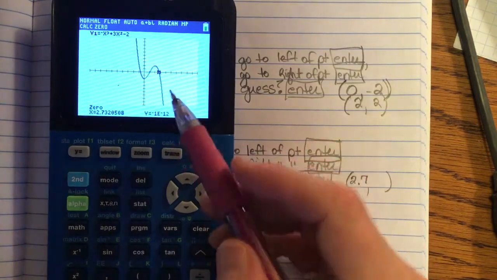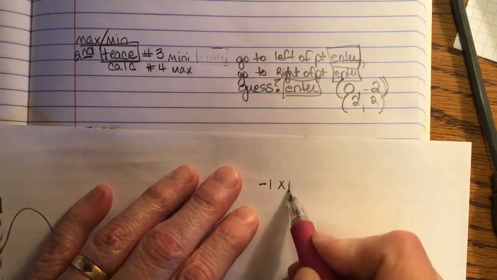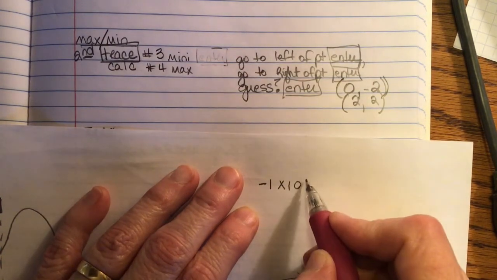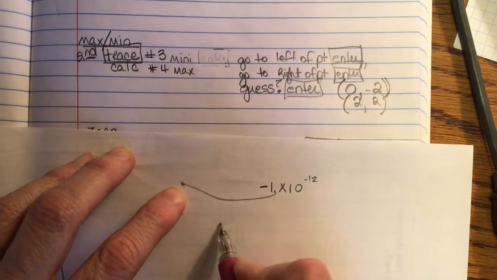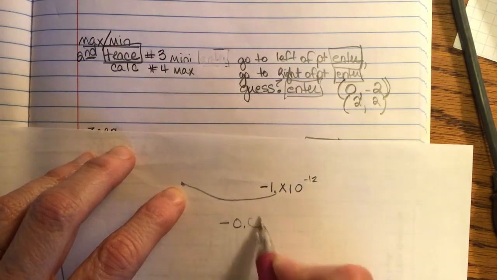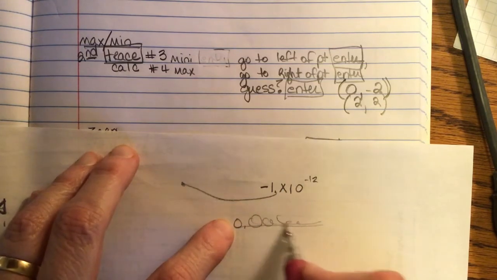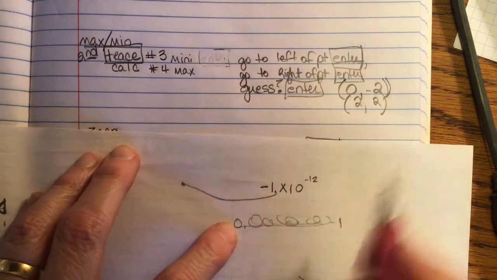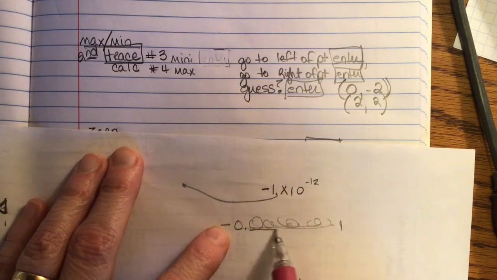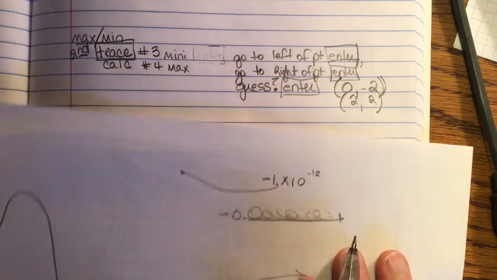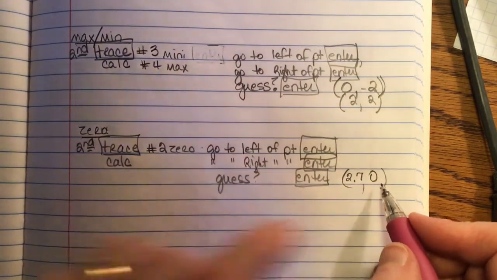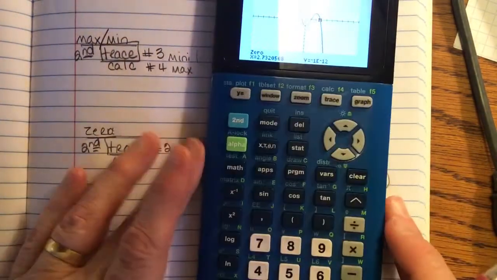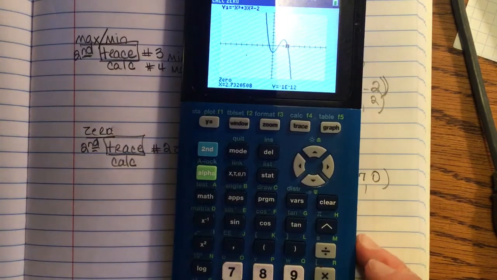Now again, what is this? That's -1 times 10 to the -12. That means I'm going to take this decimal and move it 11 places this way. So it's going to be negative 0.0000, 11 zeros and then a -1. So if I've got lots of zeros, this is exactly 0. But it is a 0, remember? It's on the x-axis. X-intercepts are where your y is 0.